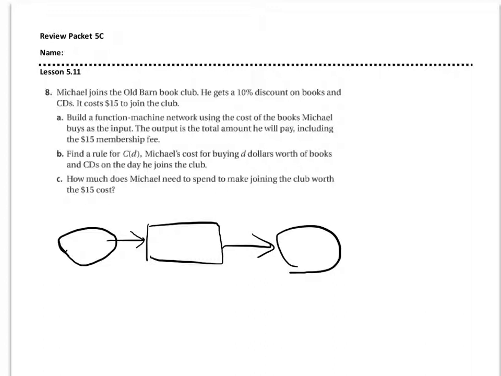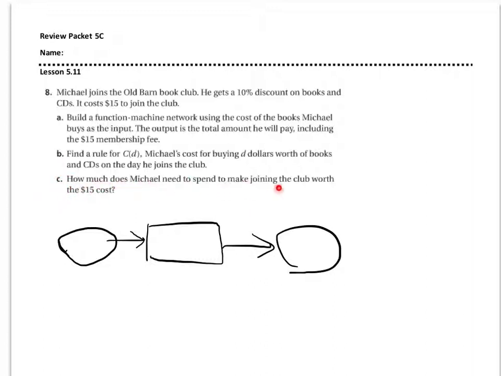So that's A, and B, find the rule for C of D. That C stands for cost, I believe. It says Michael's cost for buying D dollars worth of books and CDs on the day he joined the club. What would be the rule? D will be the original dollars. If it's 100, you multiply by 0.9, then add 15. If it's 50, you multiply by the same amount and add 15. That's the original money.